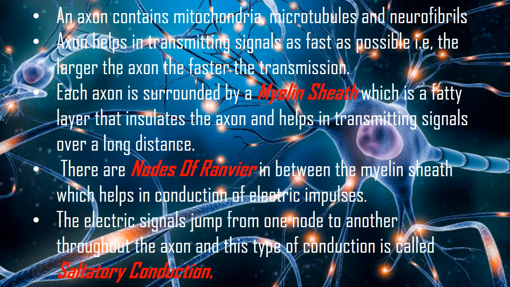There are nodes of Ranvier in between the myelin sheath, which help in conduction of electrical impulses. The electrical impulses at times jump from one node to another throughout the axon, and this type of conduction is called saltatory conduction.